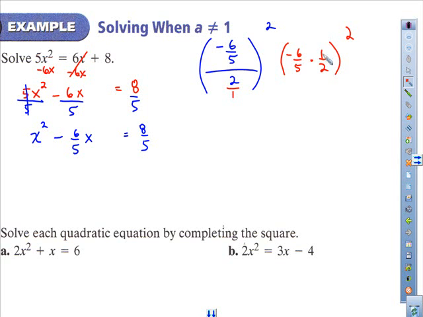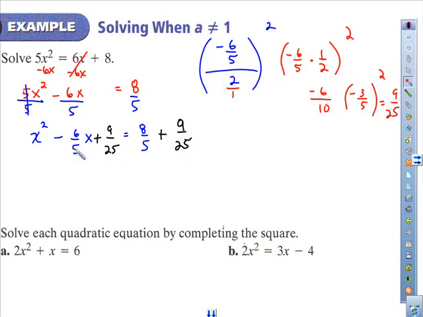Alright, so let's work this out right here. We're going to get negative 6 over 10. Reduce this. Alright, so this is going to reduce to negative 3 over 5. Alright, squared. So we're going to get 9 over 25. So we're adding 9 over 25 to both sides.